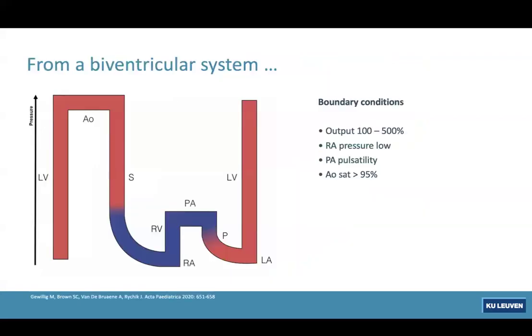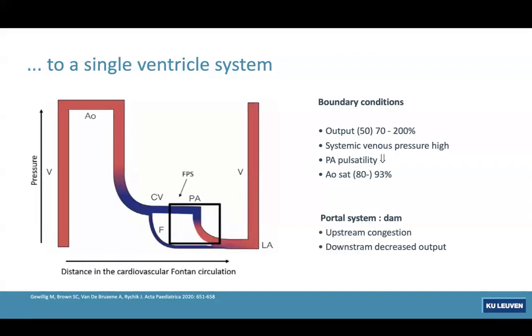So if we take a step back and think about a normal biventricular system, there we have a left ventricle, we have a right ventricle, two energy sources supporting the systemic circulation and the pulmonary circulation respectively. And that creates some boundary conditions. So the cardiac output can increase up to 5-fold. The aim of having a right ventricle below the pulmonary circulation is to keep right atrial pressures low. We also have pulsatility in the pulmonary arteries, and we maintain, obviously, an aortic saturation above 95%.